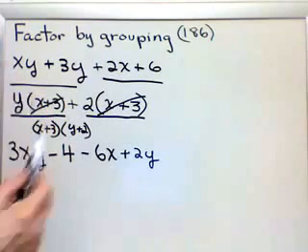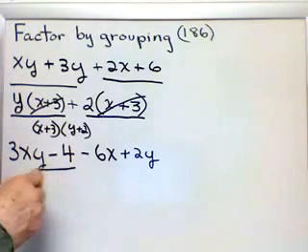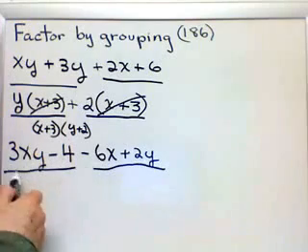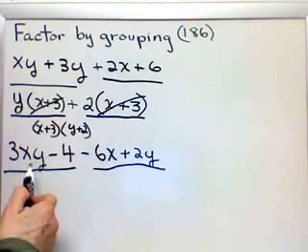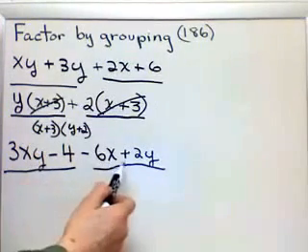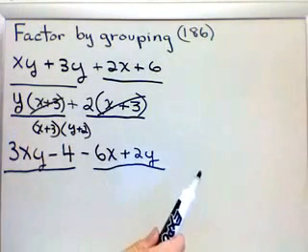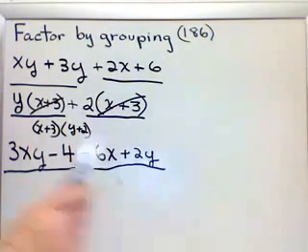Now, let's try it again. All right, underline the first group, underline the second group. In this group, there's nothing in common. So it looks like I have a bad choice here. In this group, I could factor out a 2, but it doesn't help me. When that happens, change the groups.